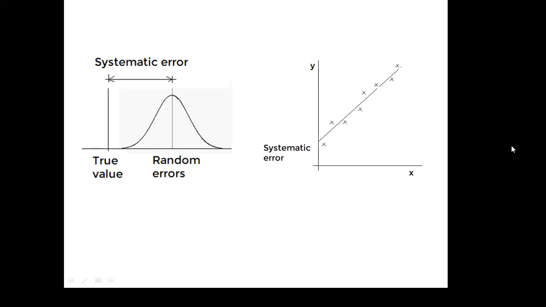Also, graphs. I'm going to do another video about graphs, but if you plot a line of best fit, that's kind of like taking an average, and that is taking into account all the random errors, and then looking at the intercept on the y-axis. That intercept is probably due to a systematic error. That's if the graph is meant to go through the origin.